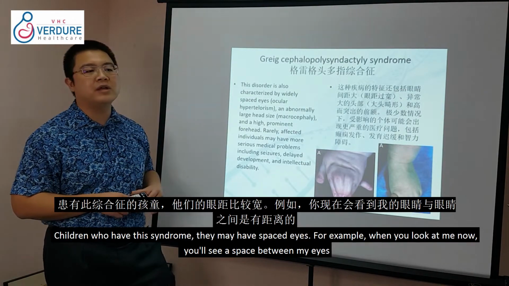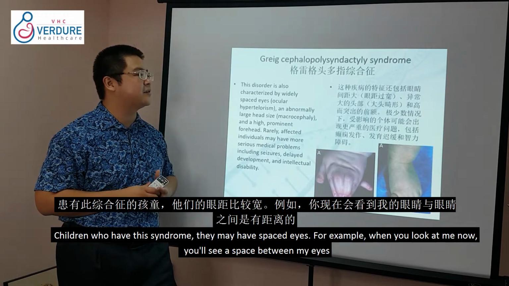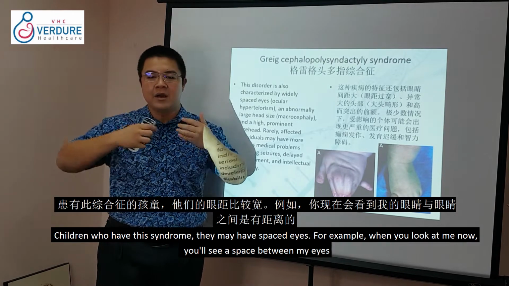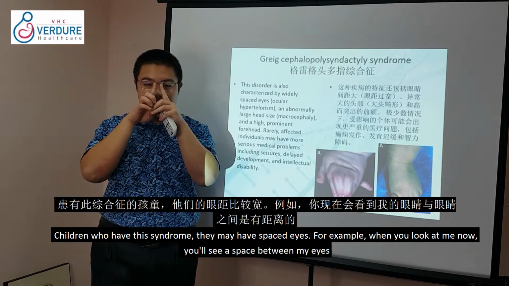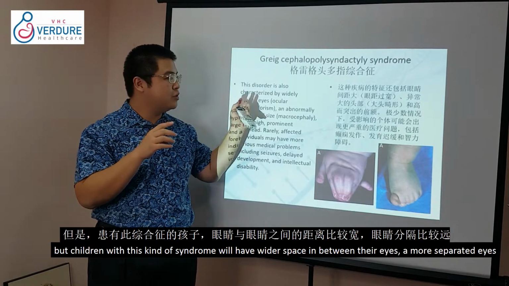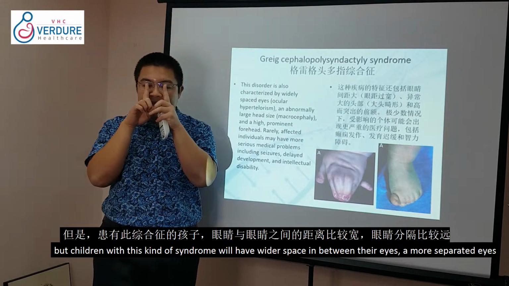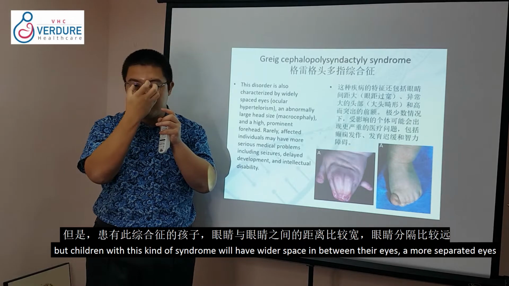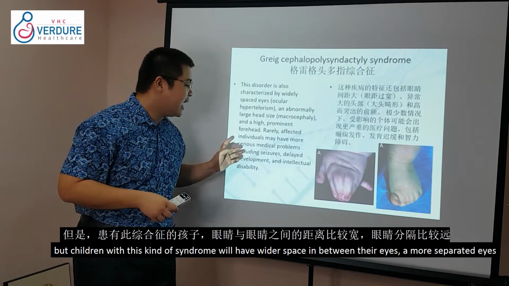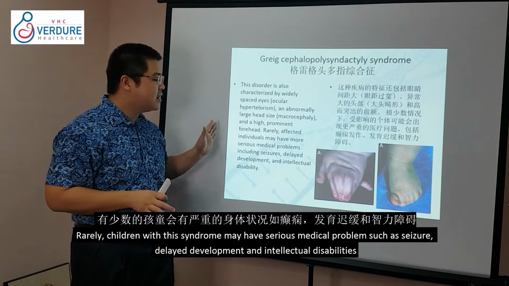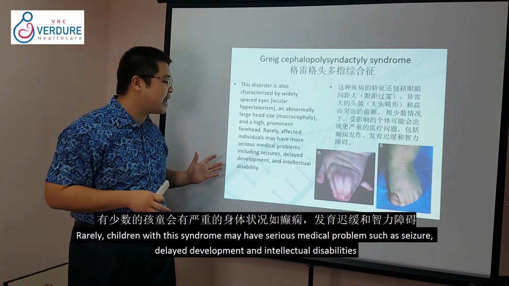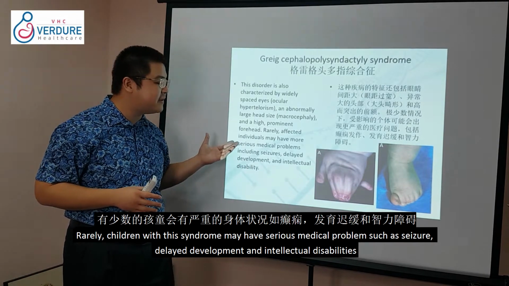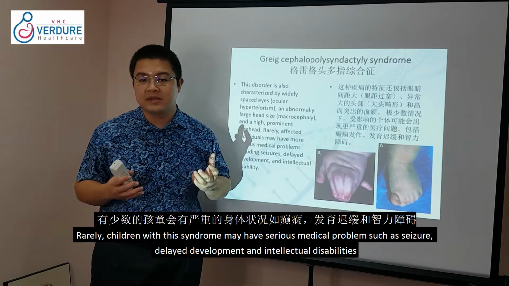Anyway, so for children getting this kind of syndrome, they might have spaced eyes as well. So for example, if you look at me right now, you will see the portion between my eyes. But children with this kind of syndrome will have more separated eyes, where the middle part here would be wider, okay. Rarely, but it happens, when children get this kind of syndrome, they might have serious medical problems such as seizures, delayed development, and even intellectual disability.